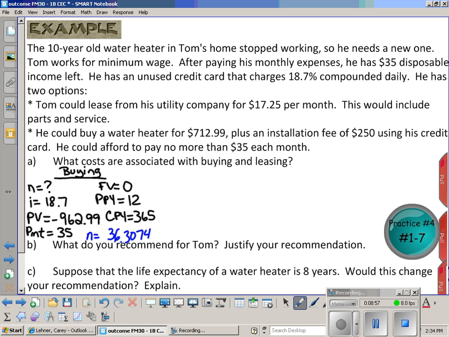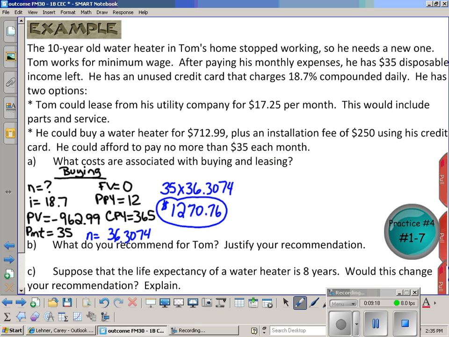So let's see what his cost is. He pays $35, and he's got to make 36.3074 of these. He is going to end up paying $1,270.76. That is his cost if he buys it.